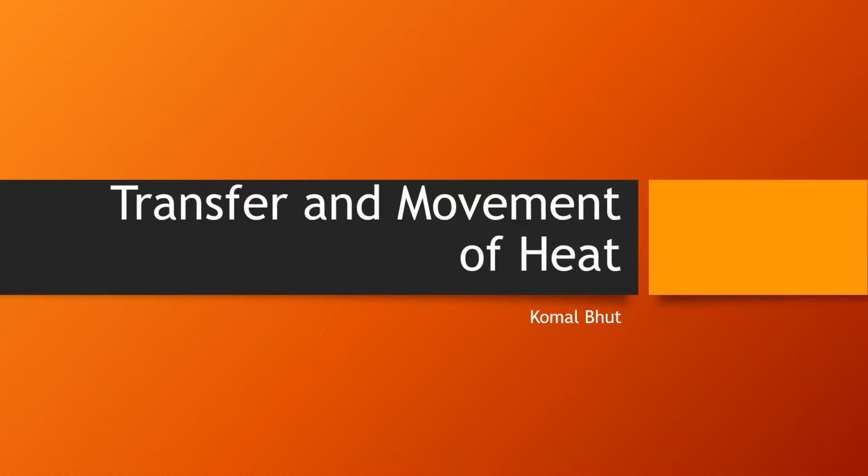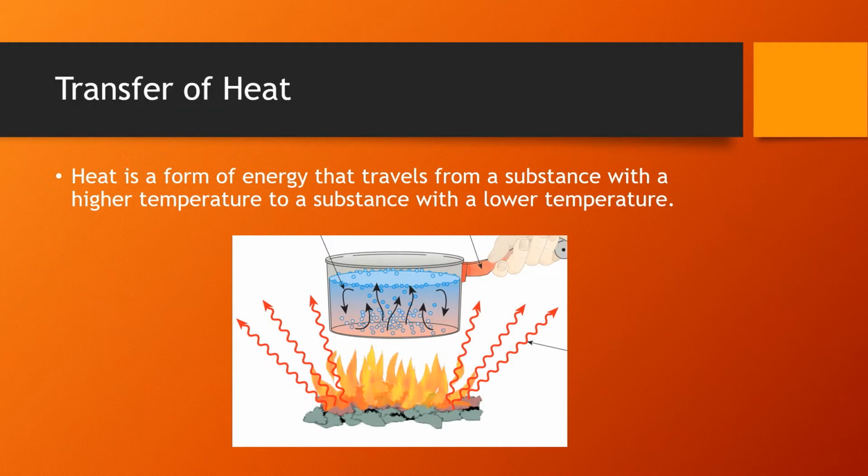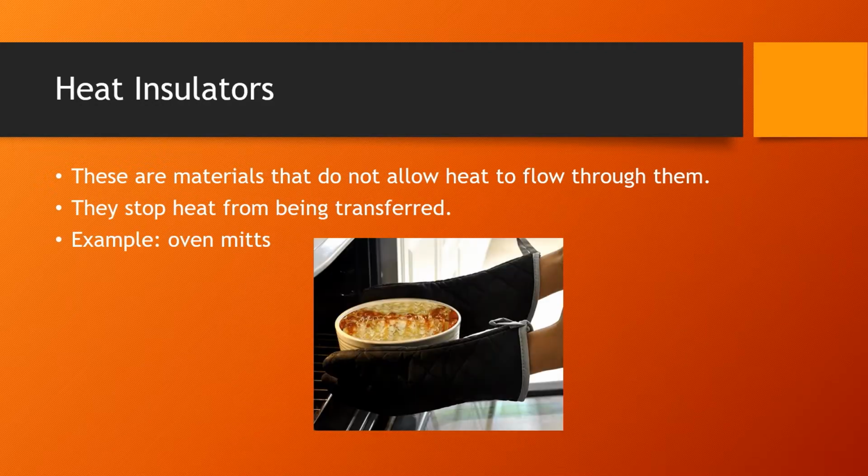Hey guys, today we'll be learning about the transfer and movement of heat and the types of materials that are insulators and conductors. Heat is a form of energy that travels from a substance with a higher temperature to a substance with a lower temperature. Have you accidentally touched a hot pot? It burns your hand. This is because the heat energy from the pot is being transferred to your hand, which is much cooler. There are substances that can prevent heat from traveling and some substances that allow heat to transfer.